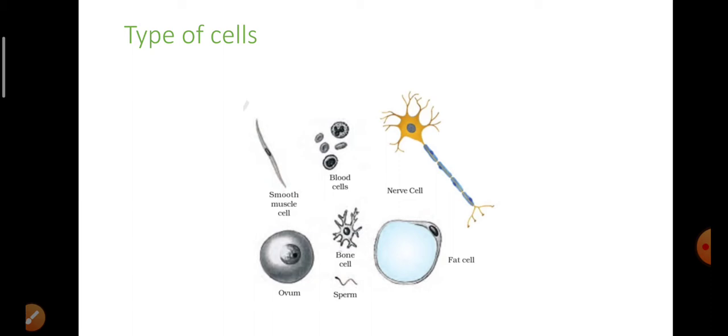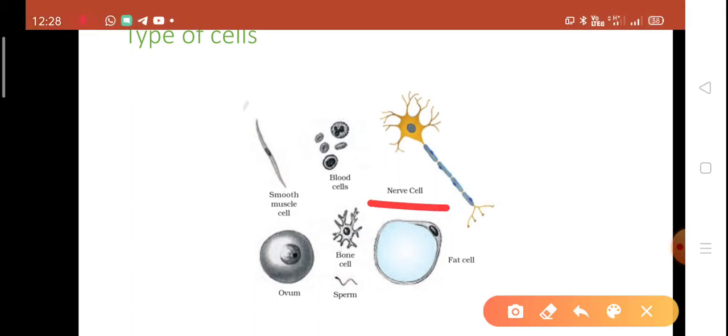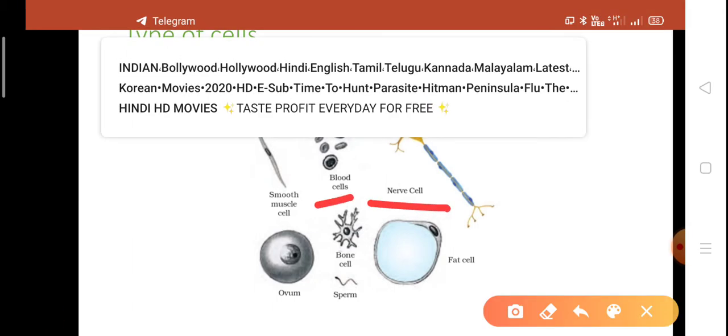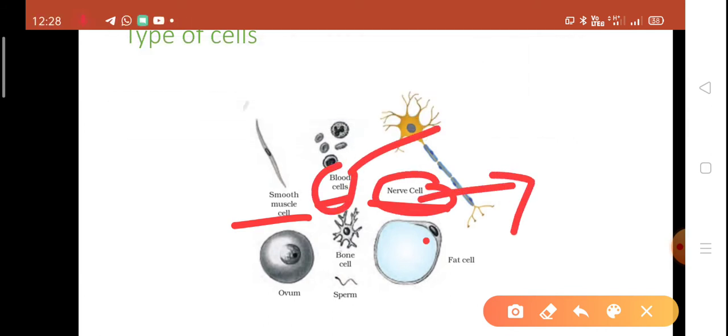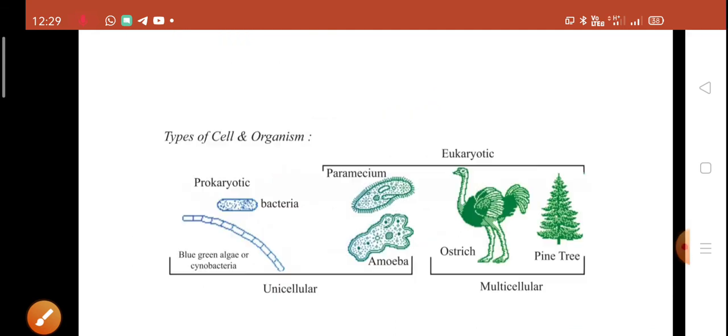Now, in our body we have different types of cells. You can see here, this is the nerve cell, and these are the blood cells, and this is the nucleus cell. The nerve cell is found in our nerves, blood cells are found in our blood, that is the red blood cells, white blood cells, and plasma also. And here you can see the muscle cells. These muscle cells are found in our body also.